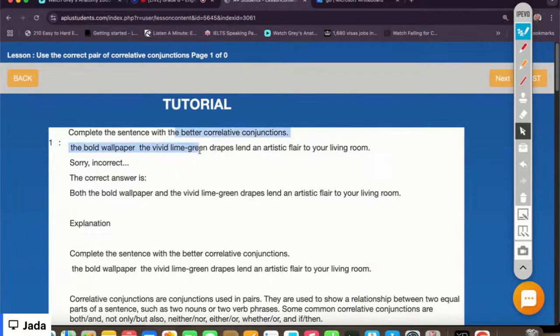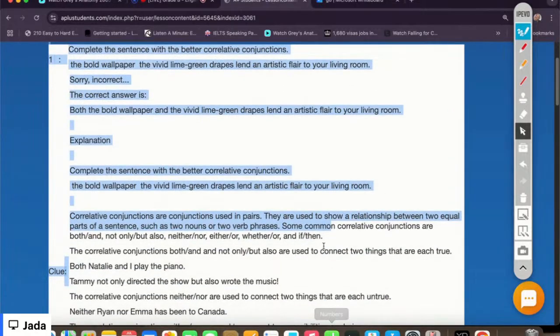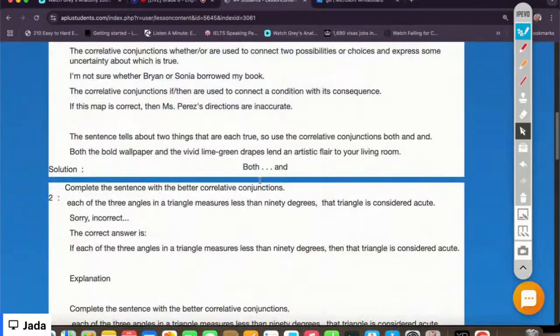So complete the sentence with the best correlative conjunction. The bold wallpaper dash the vivid lime green drapes lend an artistic flair to your living room. So it's what? Both and, okay? So both the bold wallpaper and the vivid lime green drapes lend an artistic flair to your living room.